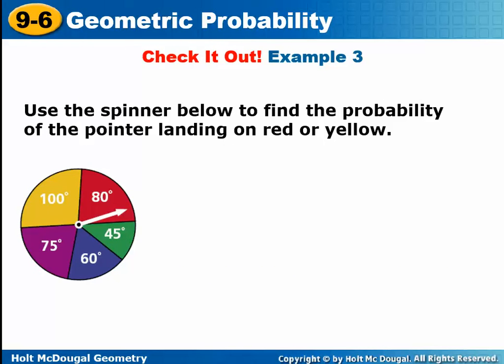This is a different spinner. Use the spinner below to find the probability that the pointer will land on red or yellow. If it's red or yellow, you would add those two together, 180, divide by 360, that's 1/2.